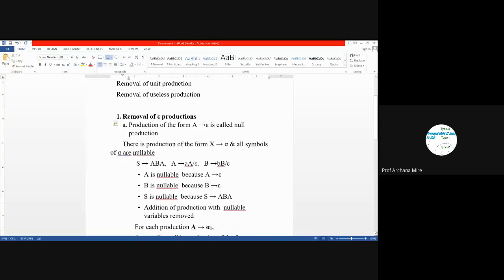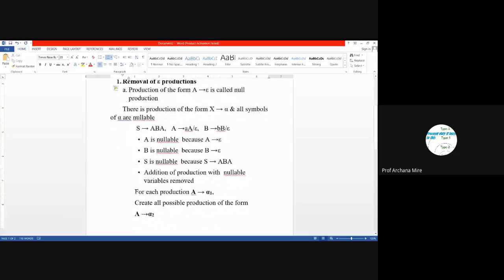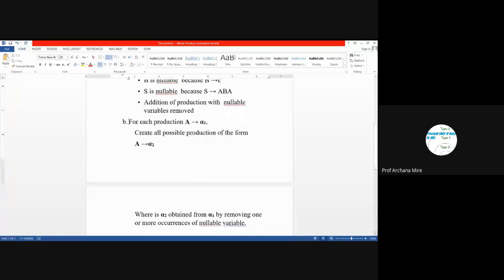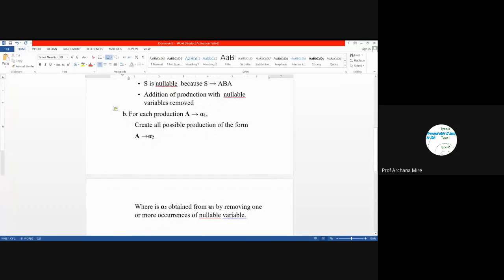Then there exists the second step. And in the second step, what are we doing? For each production of the form A leading to alpha 1, create all possible productions of the form A leading to alpha 2, where alpha 2 is obtained from alpha 1 by removing one or more occurrences of nullable symbols or variables. What does it mean?